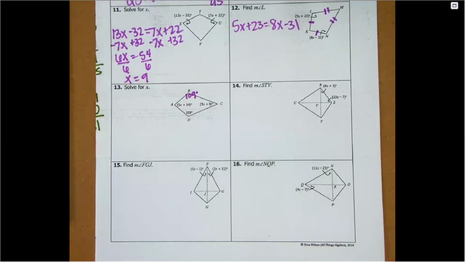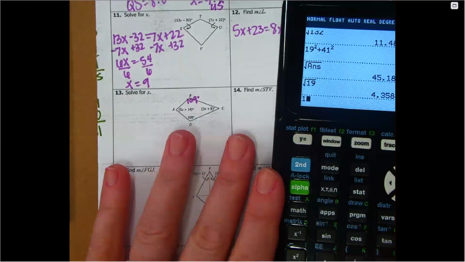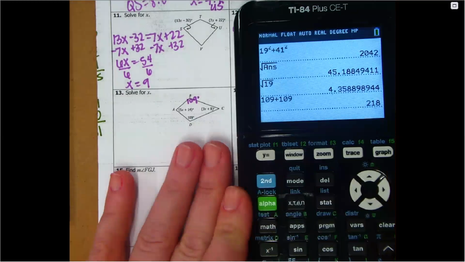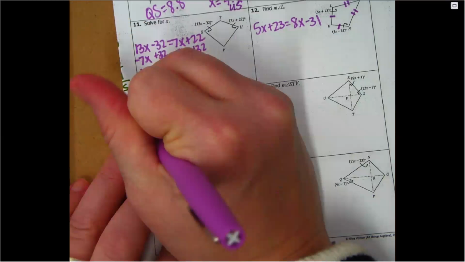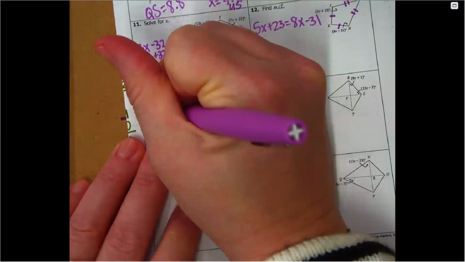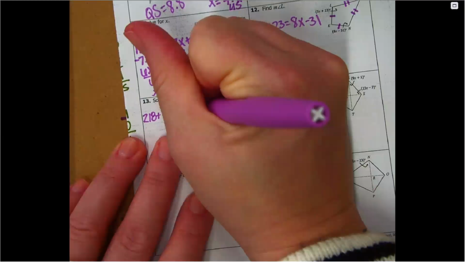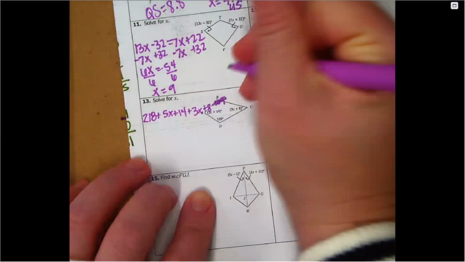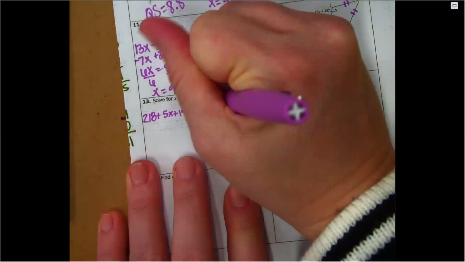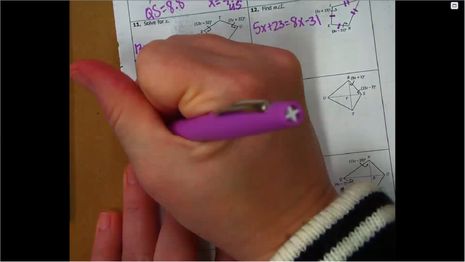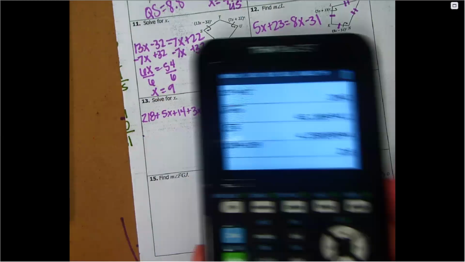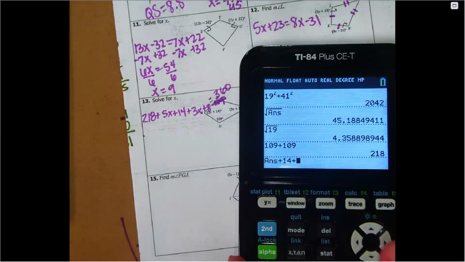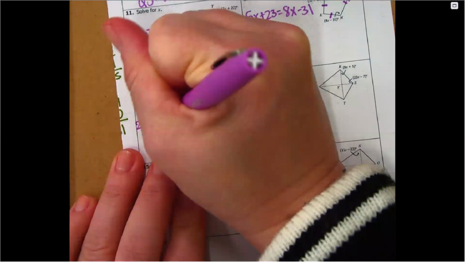I'm going to do a little bit of the math. 109 plus 109. I'm going to go ahead and add that to get 218. So 218 plus 5x plus 14 plus 3x plus 8 equals 360. I do not have enough space for this. Combine your like terms. So we've got 218 plus 14 plus 8. That gives me 240. And then my x's are 5x and 3x, which gives me 8x. That equals 360.